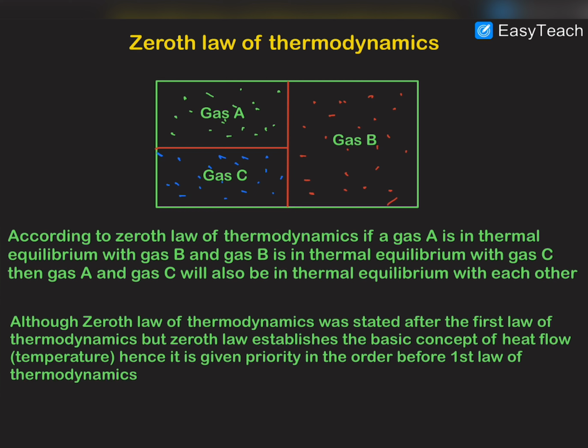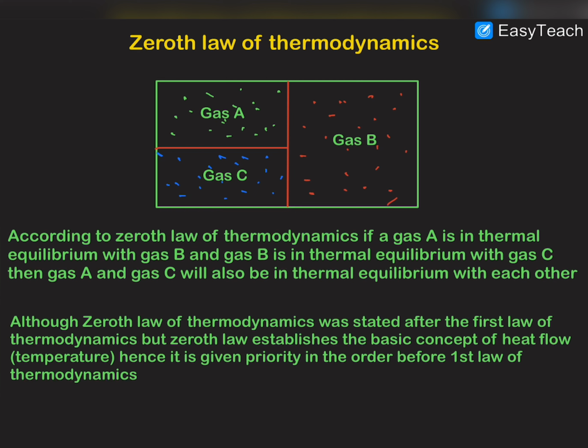You can see that there are three gases, gas A, gas B and gas C. This law states that if gas A is in thermal equilibrium with gas B, and gas B is in separate thermal equilibrium with gas C, then gas A and gas C will be in mutual thermal equilibrium also, which obviously proves the fact that if the temperature of gas A and temperature of gas B is same, and if the temperature of gas B and temperature of gas C is same, then obviously the temperature of gas A and temperature of gas C will be same. So this is the Zeroth law of thermodynamics.